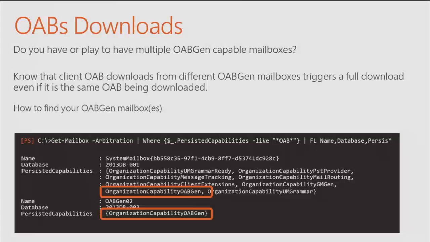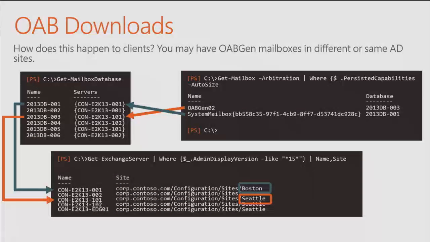So how does this happen? You could have multiple offline address books. You might have even separated them to different sites. So I've got my 2 offline address books on the upper right. We can see that they're in 2 different databases. We can then look and see in this particular lab I didn't have a DAG set up, so I could see that the 2 different databases were actually on 2 different servers. And going further, I could see that the 2 different servers are in 2 different Active Directory sites. It's pretty well separated, right?